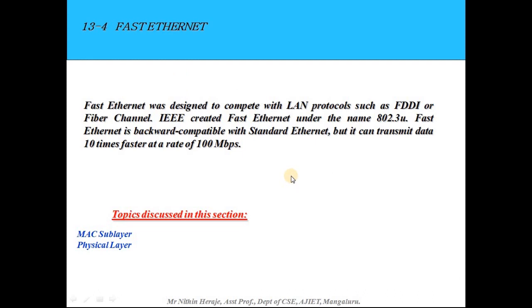So fast Ethernet was designed to compete with LAN protocols such as FDDI or fiber channel. The fast Ethernet is backward compatible with the standard Ethernet, but it can transmit data 10 times faster, at a rate of 100 Mbps. So the standard Ethernet has 10 Mbps, whereas fast Ethernet has 100 Mbps of speed. That is the data rate.